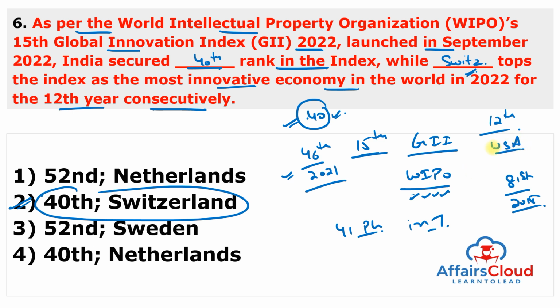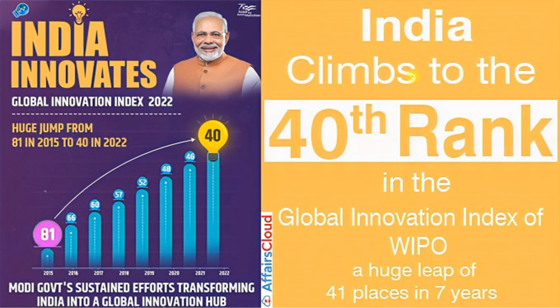It means second rank goes to US, third rank goes to Sweden, fourth rank goes to United Kingdom, fifth rank goes to Netherlands. But remember, the two ranks are very important. India's rank is 40th and the top country is Switzerland. You can see here India climbs to the 40th rank in the Global Innovation Index and it is released by World Intellectual Property Organization. It is a huge leap of 41 years in 7 years because India's rank was 81st in the year of 2015.